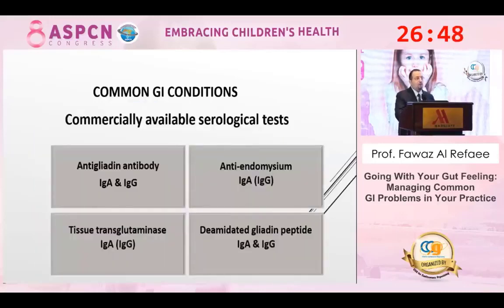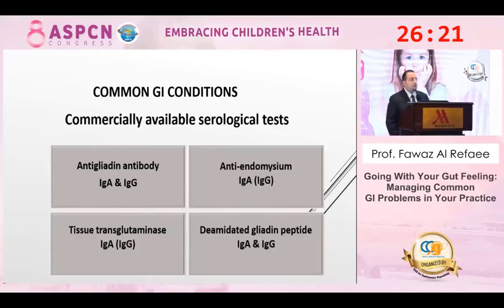So first of all, I would like to give you a background of serology that we use for celiac disease, starting from the 70s and 80s with anti-gliadin antibody, whether it is IgG or IgA based. This is obsolete now. We don't recommend to use anti-gliadin antibody. We're using the new generation of anti-gliadin antibody, which is the deamidated gliadin peptide, IgG and IgA, with very high sensitivity and specificity.